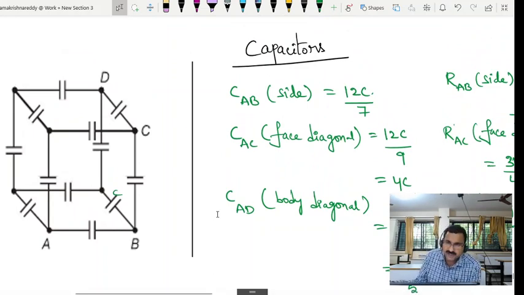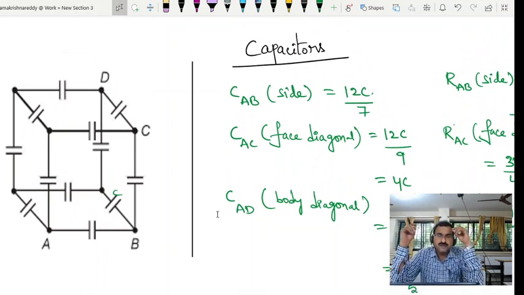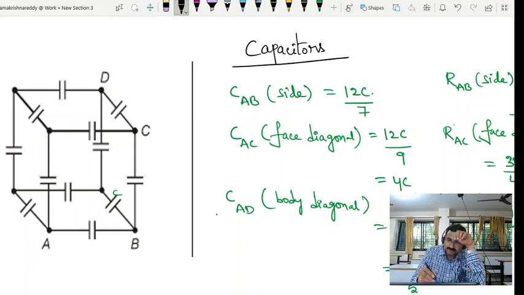When they give a capacitor-resistor problem, the simple difference I will share with you. So now 12 capacitors are taken and connected to form a cube here. They are asking 3 questions. What is the effective capacitance between these 2 points A and B?